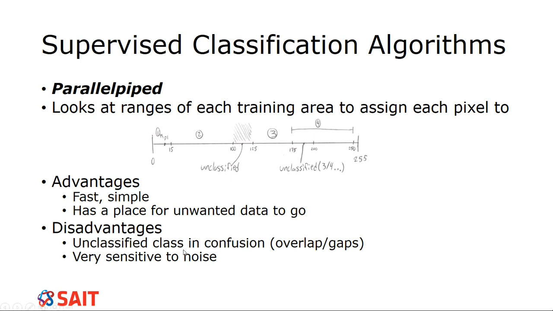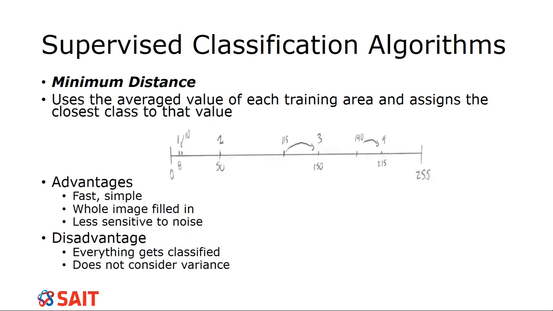And the problem with this type of algorithm is the unclassified class and confusion. So these overlaps and gaps do end up, you don't know if the point is in this region or if it is in this region, right? You don't know if it doesn't fall into that or if it's in some sort of weird overlap. And so you can't identify between those two. It just all goes into one big class. So it also is very sensitive to noise. I'm saying noise, but really it means error. So if you don't create those training areas very well, then it's going to be very sensitive and give you a lot of errors with that. So that's parallelepiped.